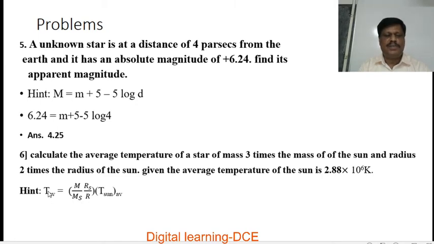Therefore, the average temperature of the star is given by M by Ms into Rs by R into the average temperature of the Sun. Substituting the values and simplifying, we get the average temperature of the star as 4.32 into 10 power 6 Kelvin.